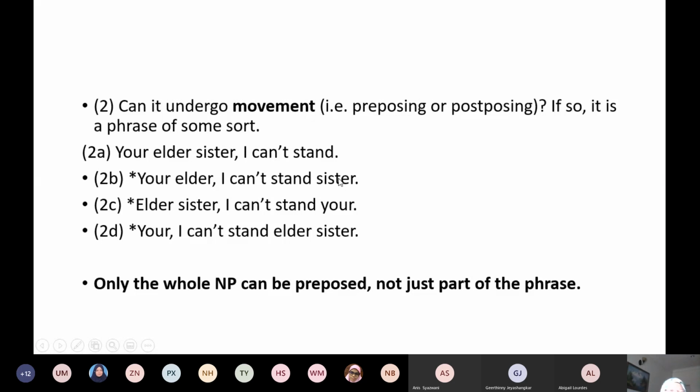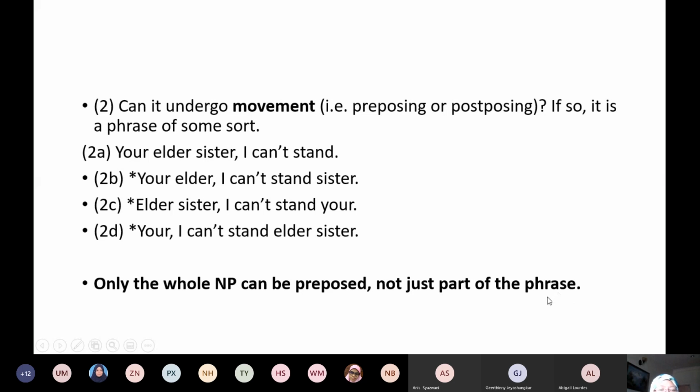Dia dah macam sentence tu tak grammatical lah. Ataupun you take the elder sister but you don't take your, and then it becomes ungrammatical. Elder sister, I can't stand your. Ataupun you just take your, and then you leave behind elder sister. So it's ungrammatical. So only a whole noun phrase can be preposed, not just part of the phrase.